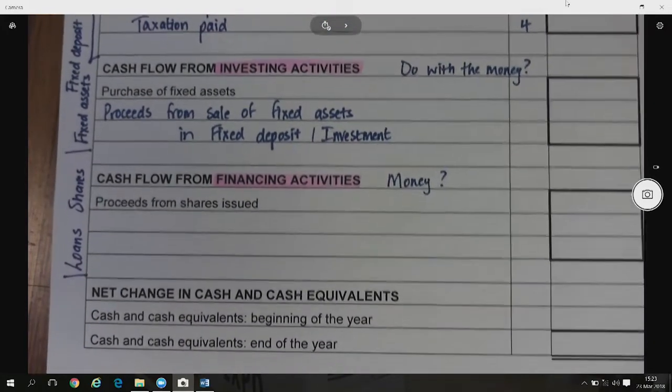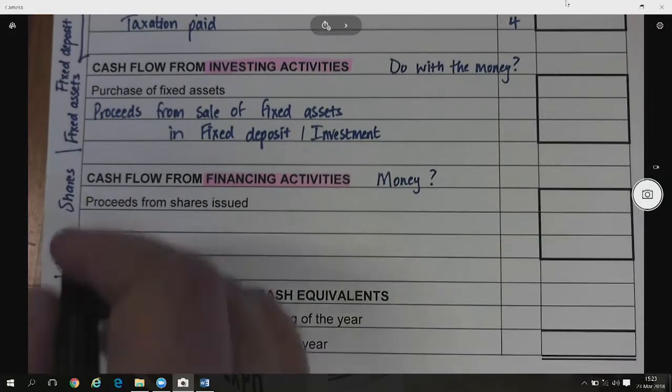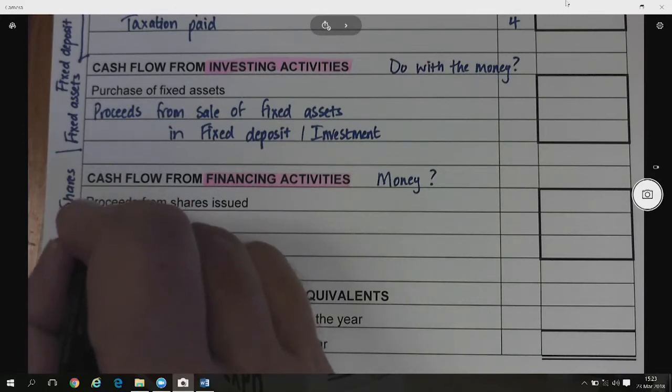Then you've got proceeds from shares issued. That is when we issue more shares, so it's money coming in. And then buy back shares.